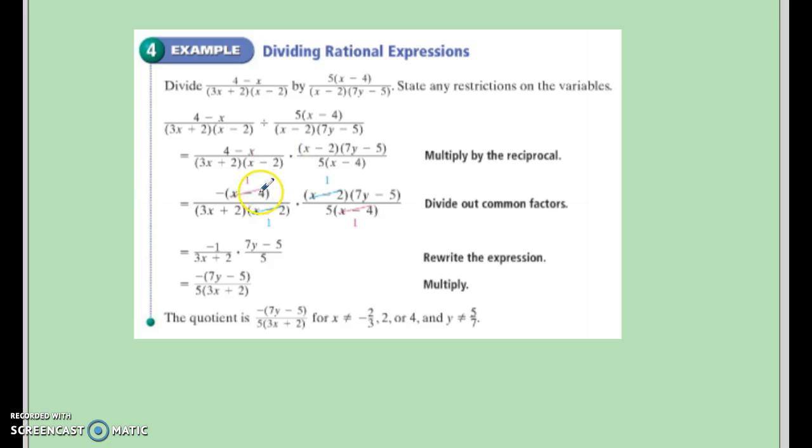So then I can find any common factors in the numerator and denominator and cancel them out, and then I can just multiply straight across and rewrite. And then I have to remember all of my restrictions, and I have to look way back up at the very beginning to see my restrictions. So my x cannot equal negative 2/3, 2, 4, and y cannot equal 5/7, because I had this y over here, don't forget. So once I have that, I've gotten everything that I need out of this.